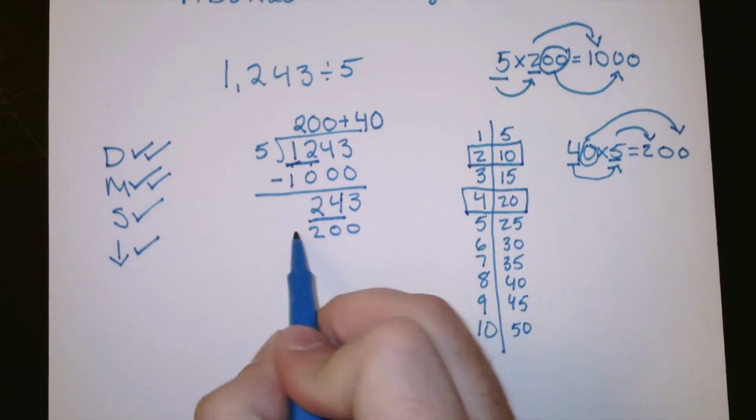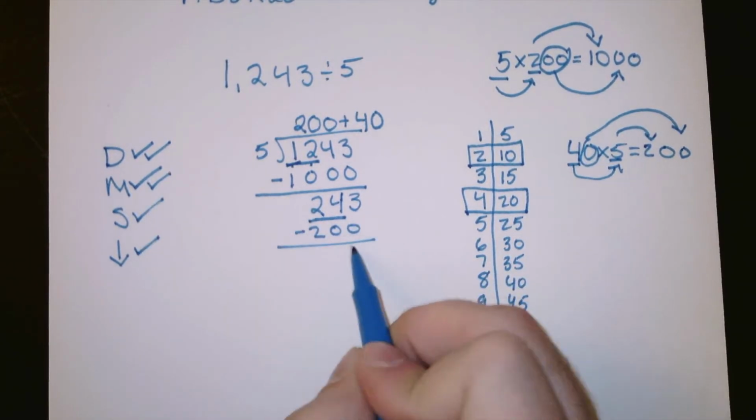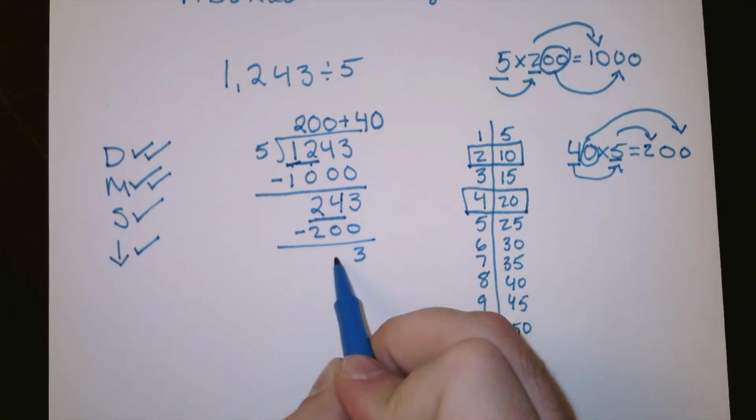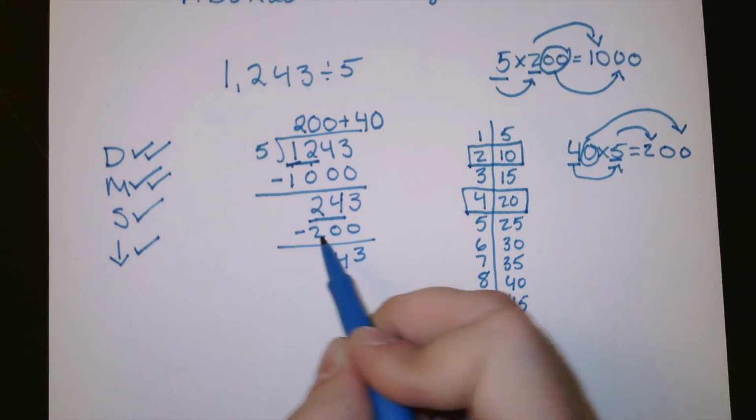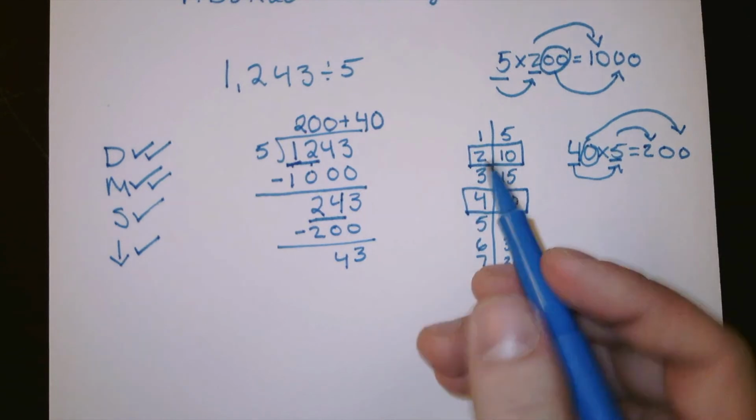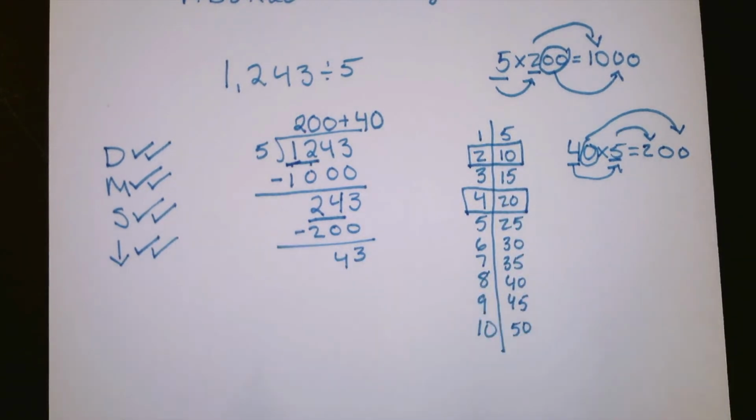Now I subtract. 3 minus 0 is 3. 4 minus 0 is 4. And 2 minus 2 is 0. So I don't need to write anything there. That was my subtract and bring down step.